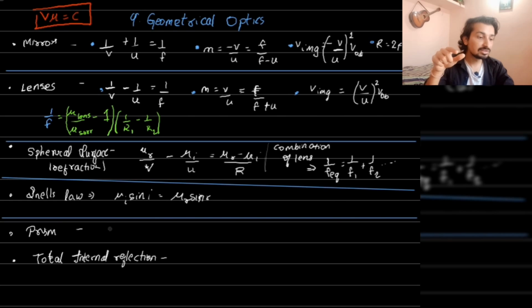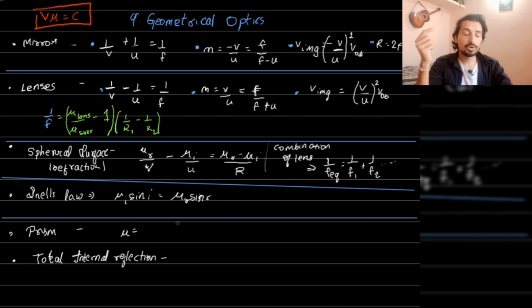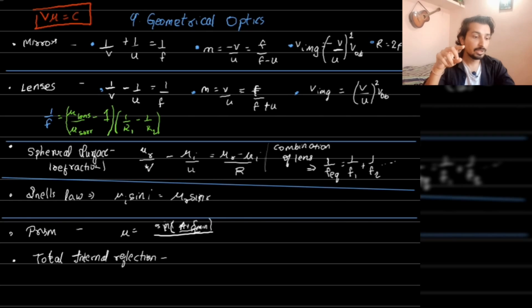Then you have Snell's law. Snell's law is mu i sin i is equal to mu r sin r. That's a very easy formula. Then you have the prism. For a prism, mu is equal to sin of (A plus delta minimum) by 2 divided by sin A by 2, where A is the angle of the prism and delta minimum is the minimum deviation, and deviation is equal to i plus e minus A, whatever is the deviation.